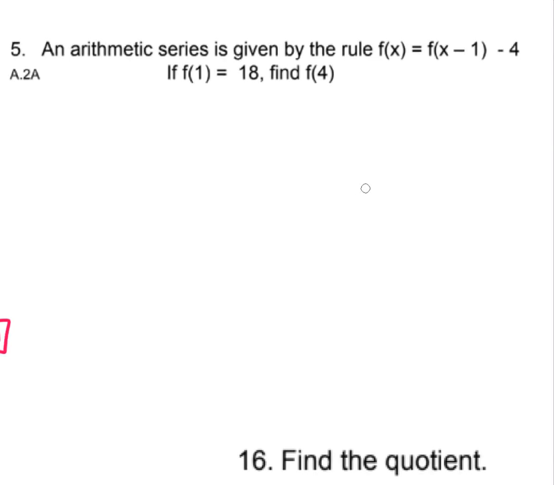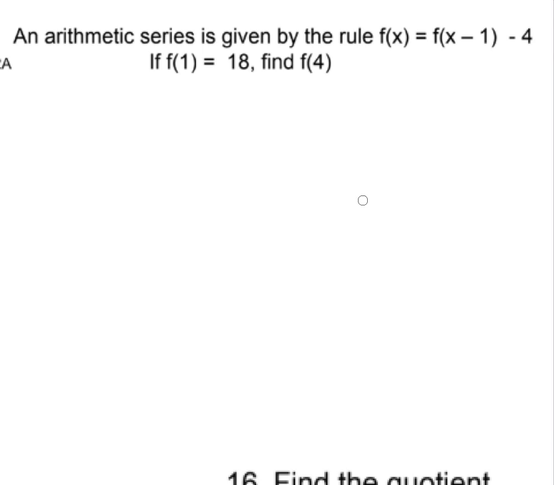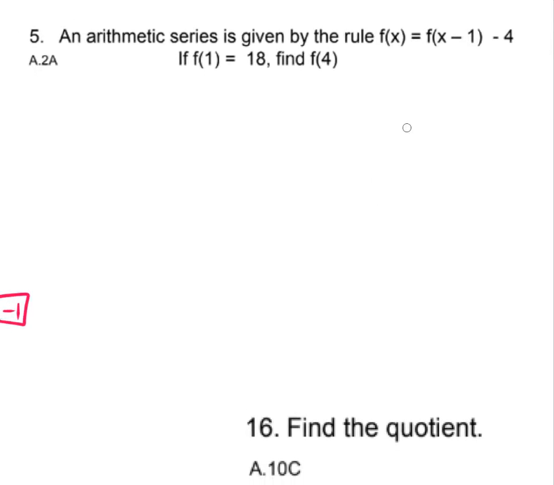So this one says an arithmetic series is given by the rule, f of x is equal to f of x minus 1 minus 4. And if f of 1 is equal to 18, find f of 4. So it gives me some really important pieces of information. It tells me f of 1 is 18. It tells me they need me to find f of 4, and it tells me that this is my recursive function.